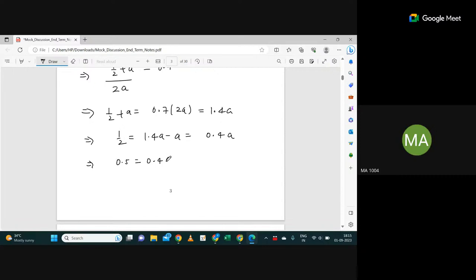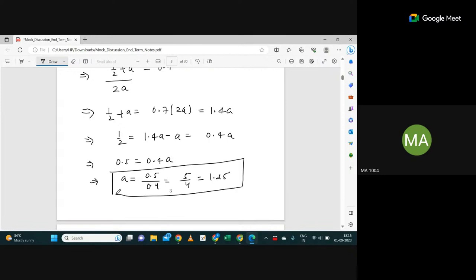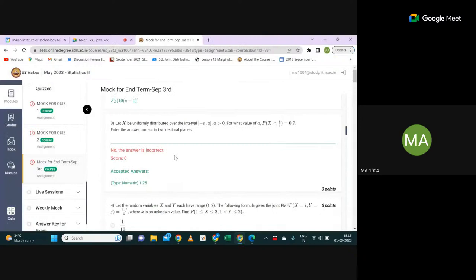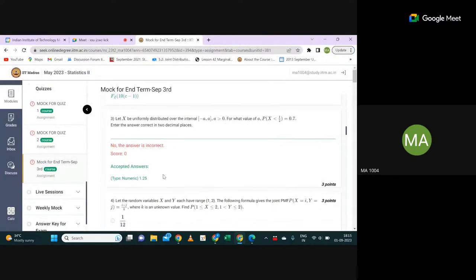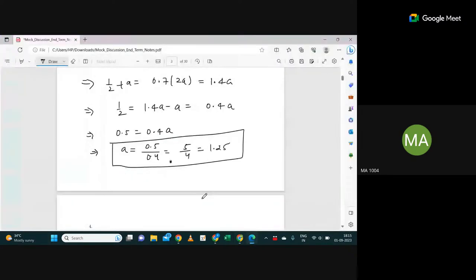So that means a equals 0.5 divided by 0.4, which is nothing but 5/4, which is 1.25. Got it? So let me see. Yeah, 1.25 is the answer. Is this clear to everybody or any doubt?